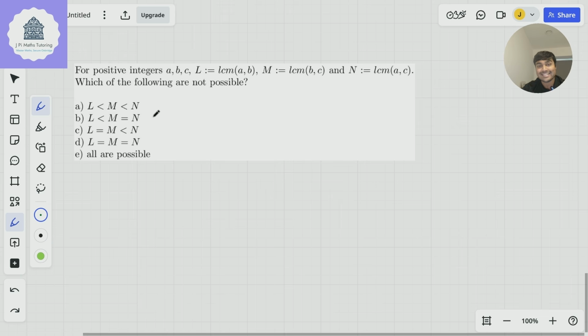So option A, L is less than m is less than n. B, L is less than m is equal to n. C, L equals m is less than n. D, L equals m equals n. And E, all are possible.